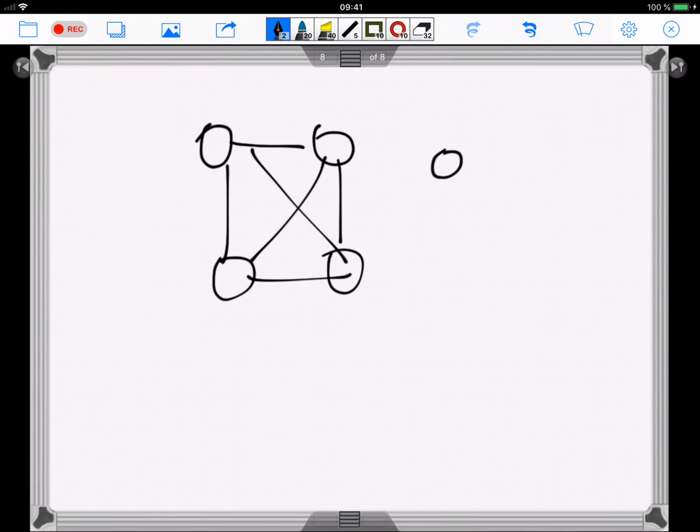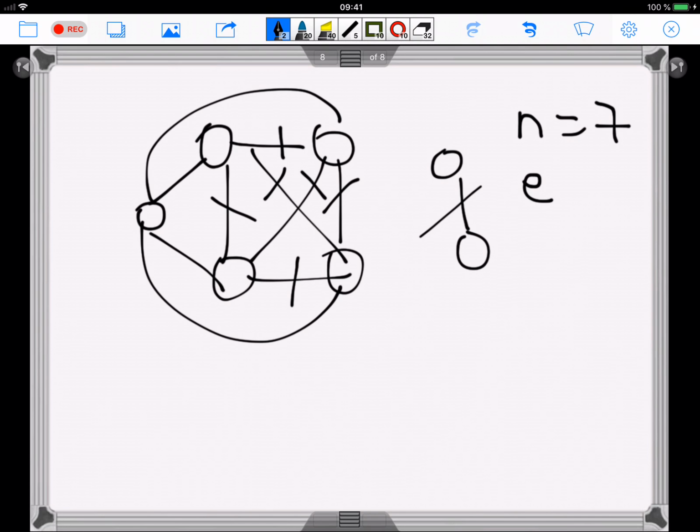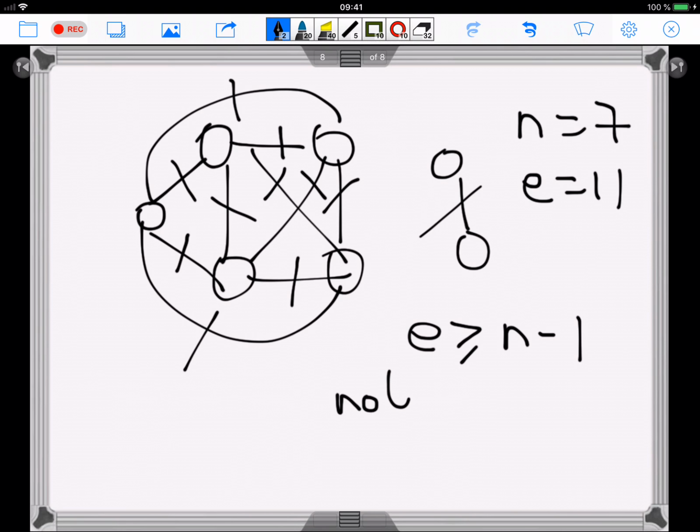Let me add some more vertices here, which has n equal to 7, and then E is 1, 2, 3, 4, 5, 6, 7, 8, 9, 10, 11. Okay, and E is greater than n minus 1, but the graph is not connected.